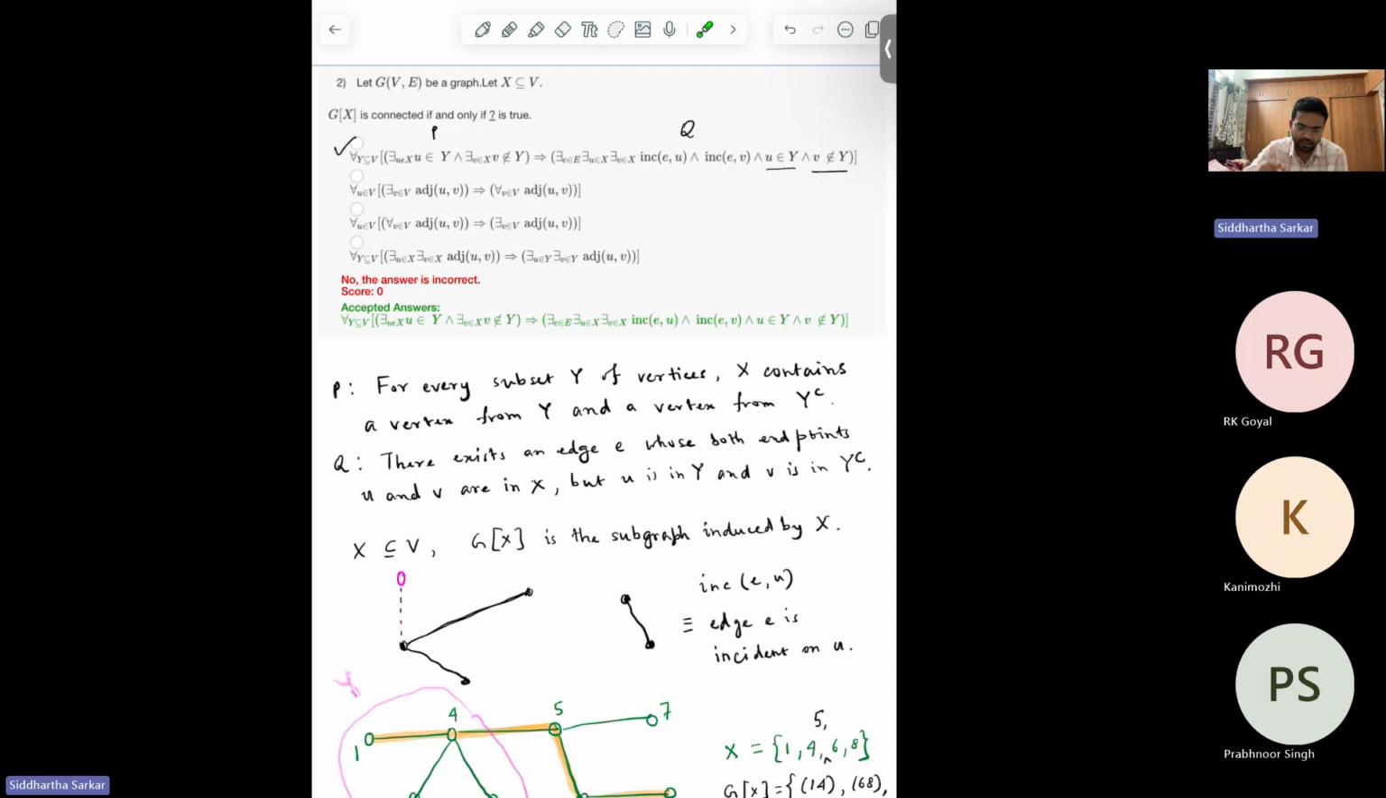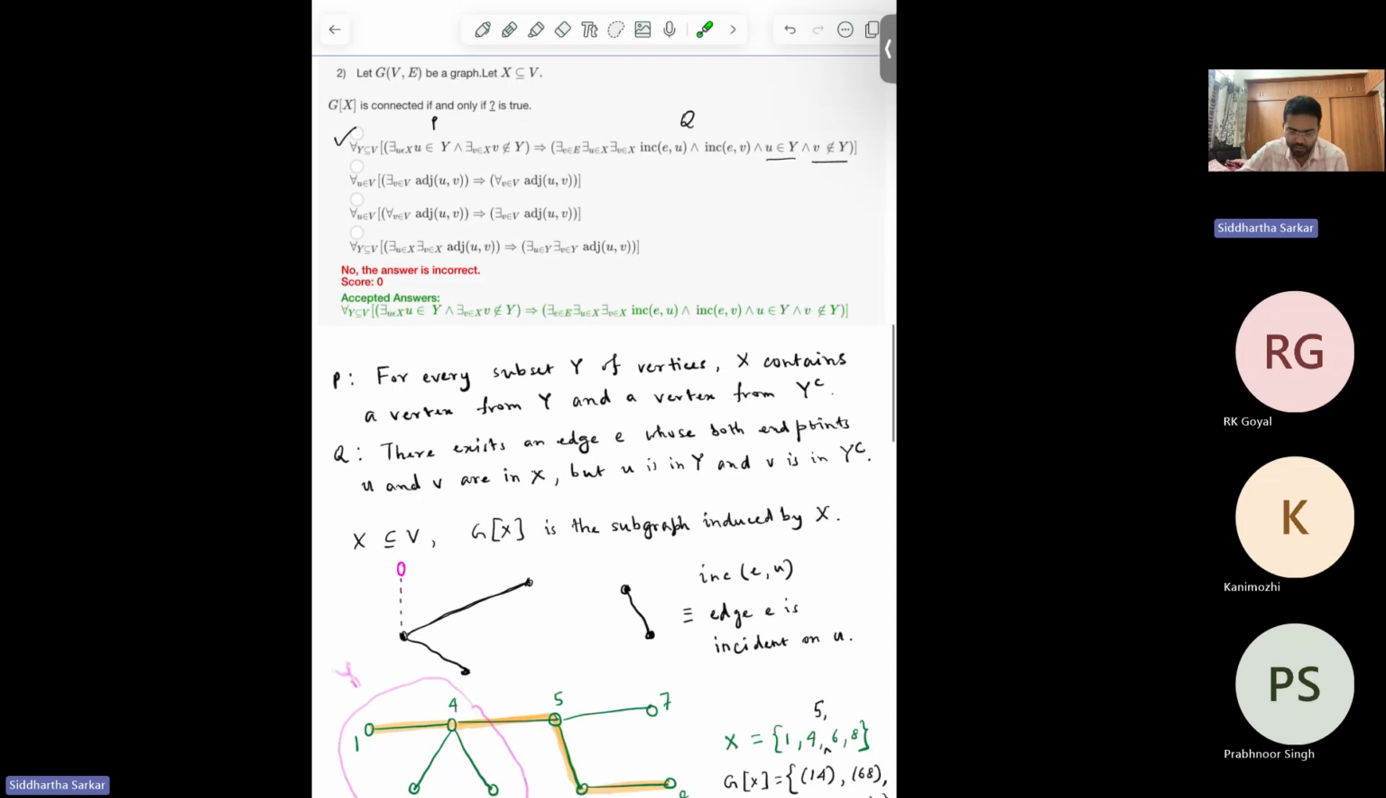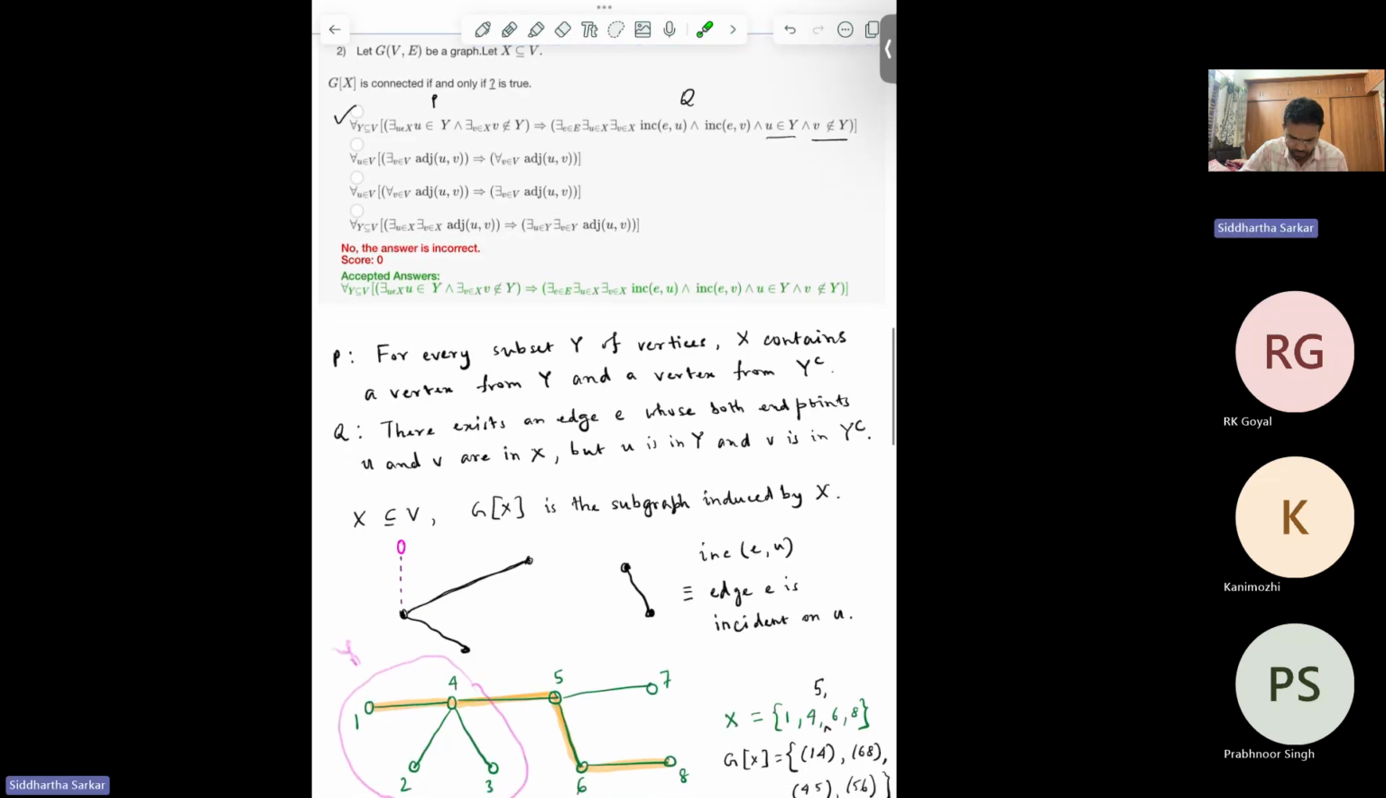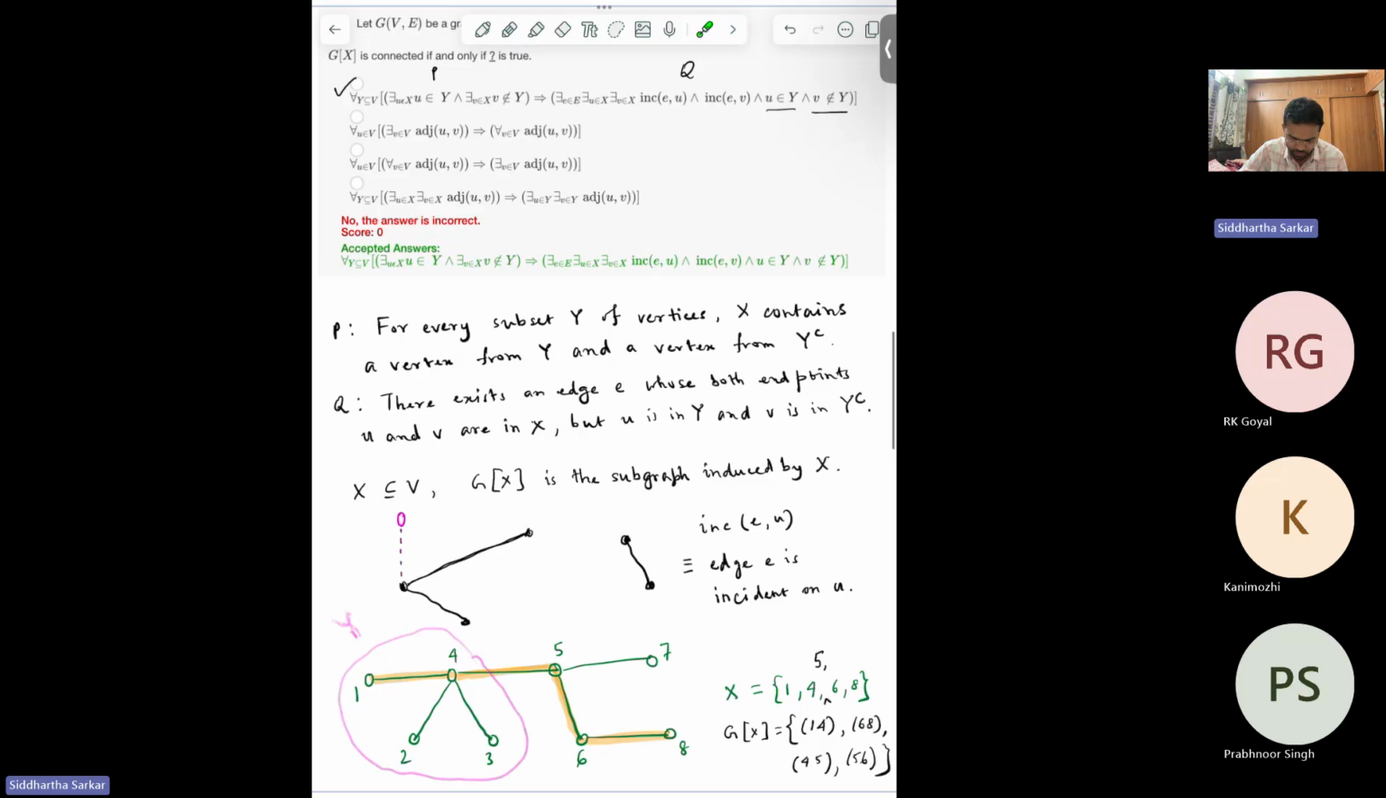It's a nice characterization, I think, because if somebody tells you that I'm going to give you X, without even drawing the subgraph, you know that it is connected or not. This is nice, that for every Y we check. So for example, we took this Y and we checked whether it has some vertices from x, some vertices outside x, and whether there is an edge going across. And then we realize that this would mean that x itself is connected.